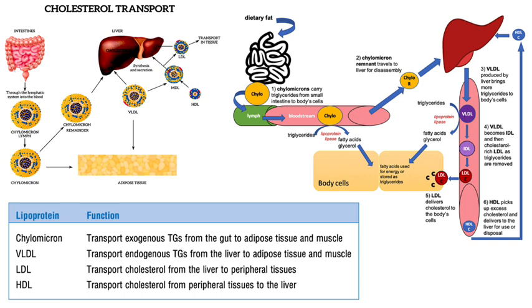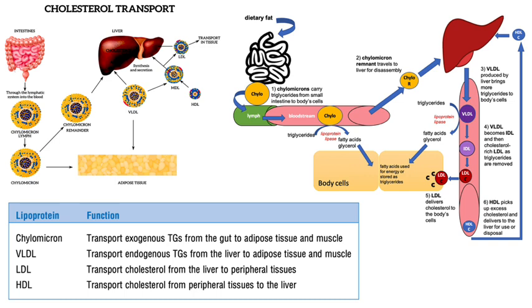After being subjected to the action of lipoprotein lipase, the chylomicron remnant travels to the liver for disassembly. And in the liver, the VLDL is produced to bring more triglycerides to the body cells. After that, the VLDL becomes an intermediate density lipoprotein, and then cholesterol-rich LDL is produced as triglycerides are removed from that molecule.